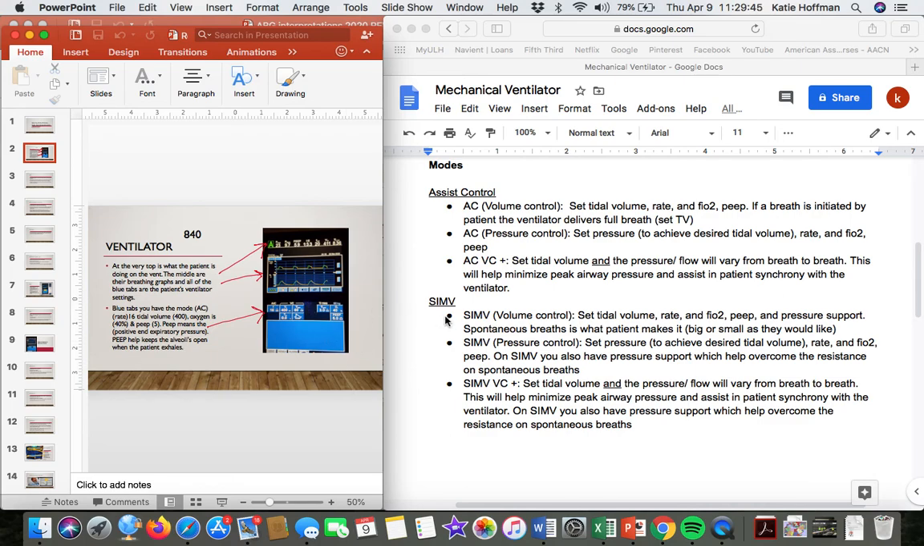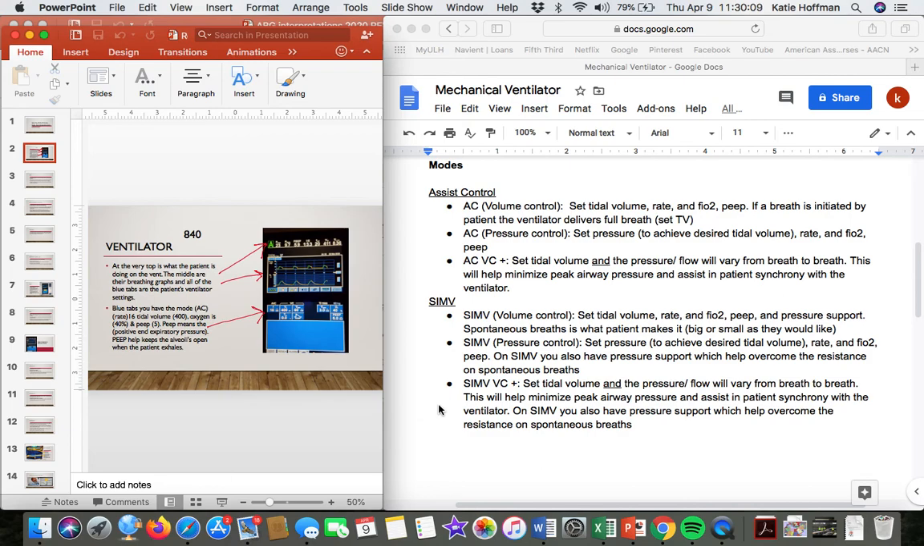You're going to have the same settings, your same set tidal volume, rate, FiO2, PEEP, and then you add in pressure support. And then on pressure control, you'll have your set pressure, FiO2, rate, PEEP, and then again pressure support. VC plus is the same. So he really went in depth on the AC modes. The SIMV modes, like you said, are exactly the same, just with that pressure support.